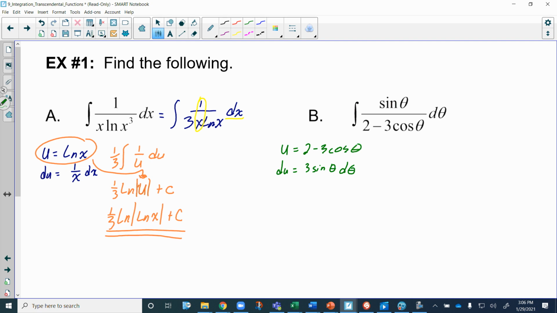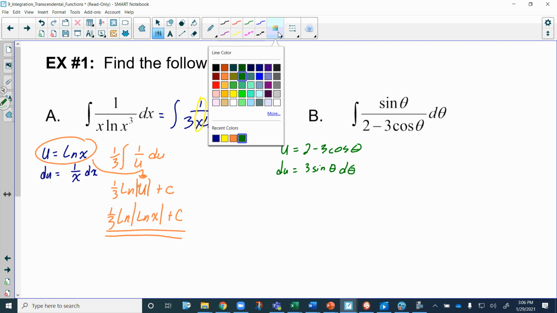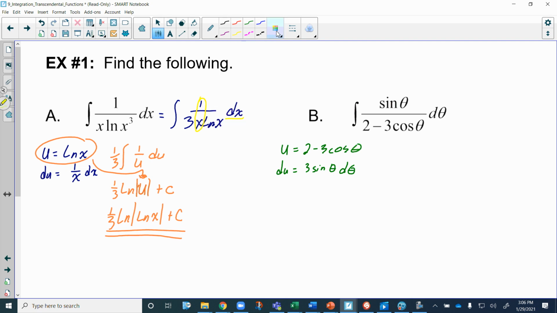And so if we look at the values that we have here, there's our sine of theta d theta, but it doesn't quite match what I have here. So I do need to take the 3 on the right side of that equal sign and move it over by multiplying both sides by 1/3. So this will give me 1/3 du equal to sine of theta d theta. Now it matches, and we'll have this constant in front of our integral symbol when we perform our u substitution.